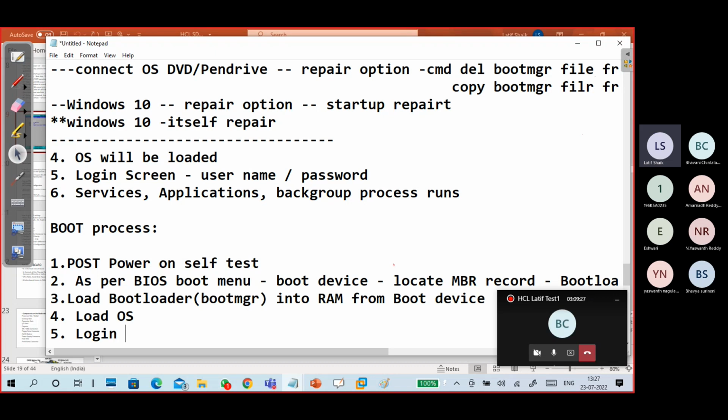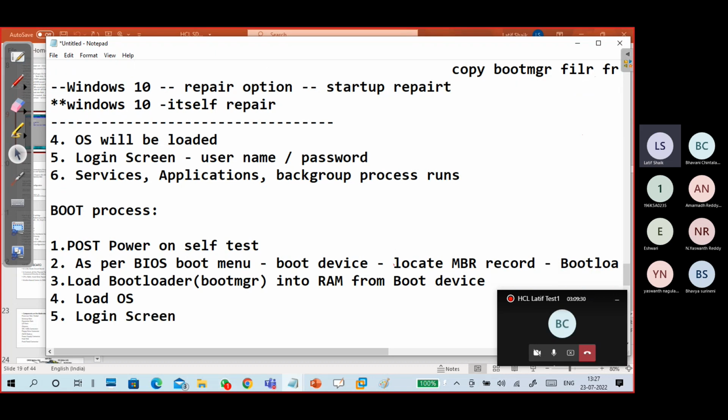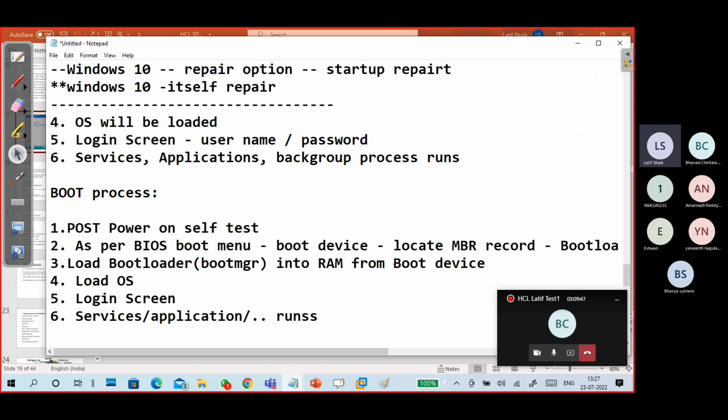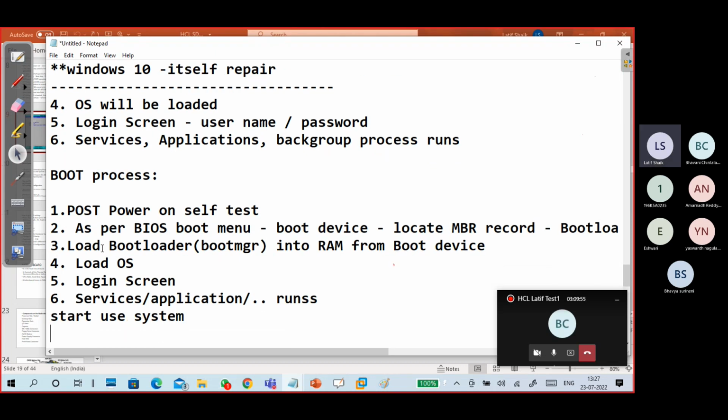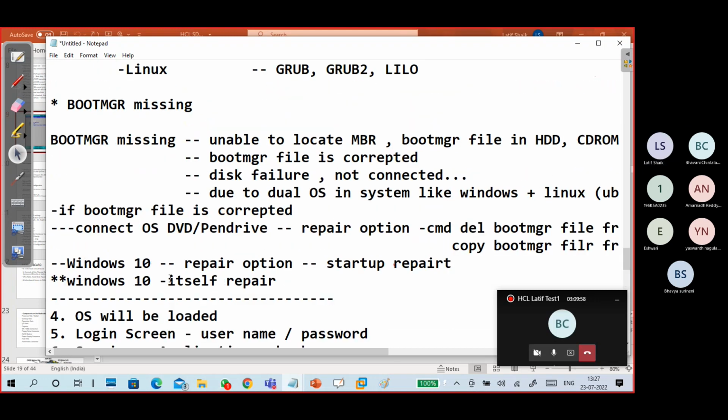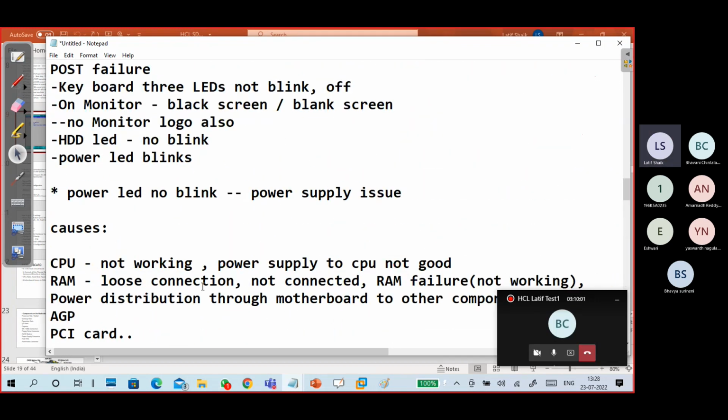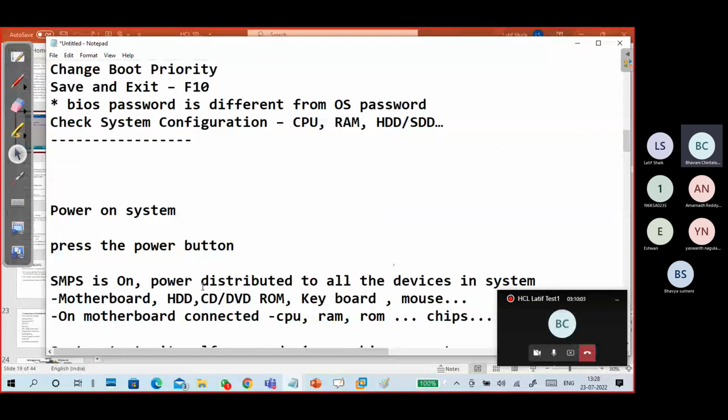Load OS. The fifth one is you will get a login screen once it is loaded. Now login, and services, applications, background processes start automatically. Start using it. So this is simply the boot processing, guys. I hope you got the point and the troubleshooting also.